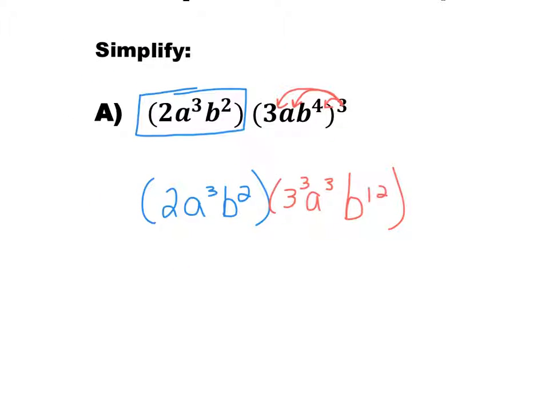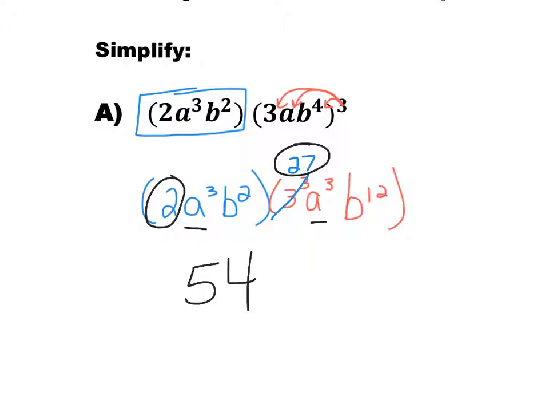Now we just simplify. What is 3 to the third power? Anybody? 3 times 3 is? Good. 3 times 3 is 9. 9 times 3, so this is 27. Good. So I'm going to take the two numbers, and I'm going to multiply them. What's 27 times 2? 54, okay. Now I have a cubed and a cubed.